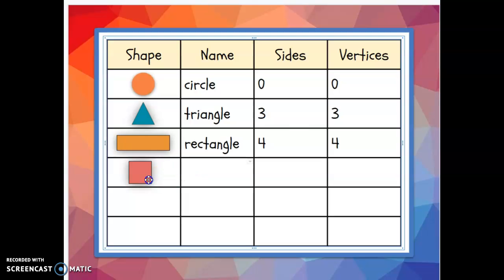Let's go ahead and type in the word square. How many sides does that square have? That's right, 4 equal sides. And how many corners or vertices? Let's count them. 1, 2, 3, 4. That's right, we have 4 there as well.